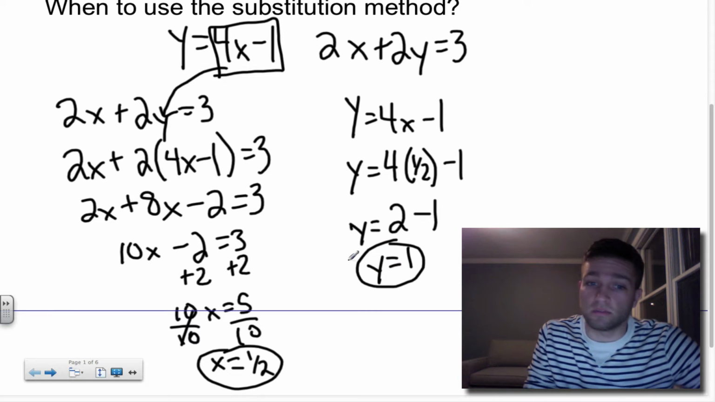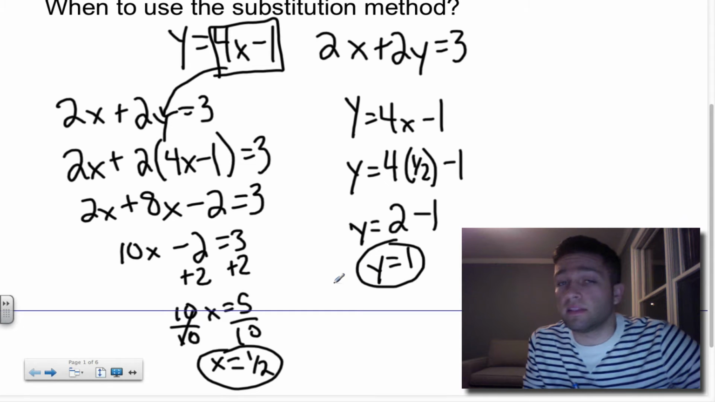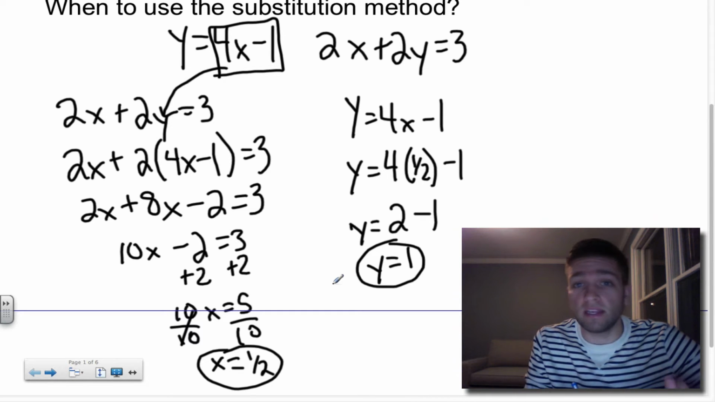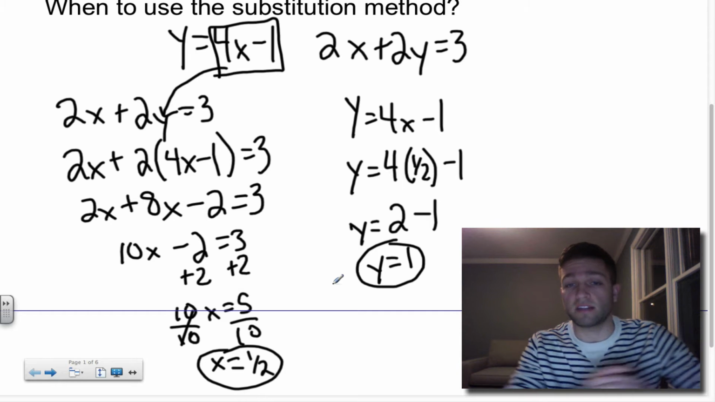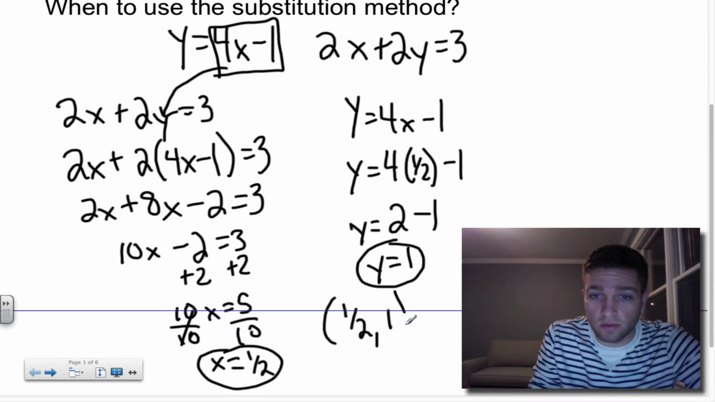Now I've solved the system. I know what x equals. I know what y equals. And just like in the ones where we graphed, what does this really mean? This is where these two lines would intersect at the point 1/2, 1. So the solution to this system is 1/2, 1.